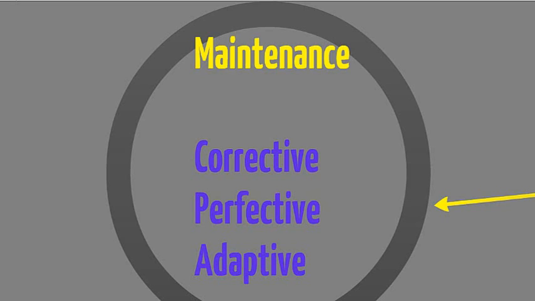And finally, adaptive maintenance is where you would carry out maintenance or changes to your piece of software to allow it to run on different platforms, different operating systems, different computer systems with different hardware other than the ones it was originally designed for. Now that's a very quick overview of the software development process.